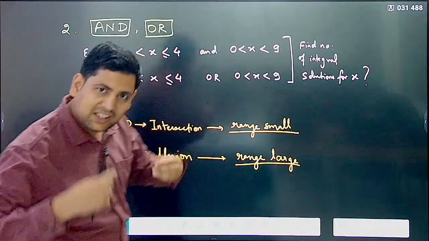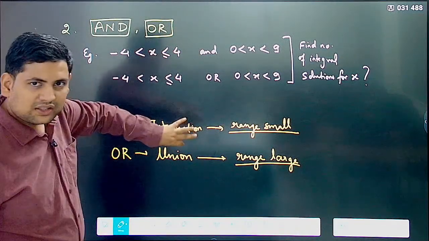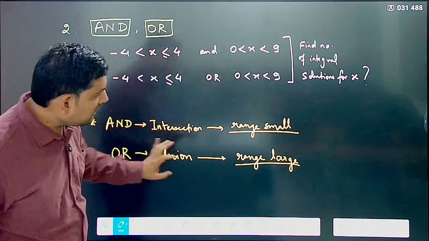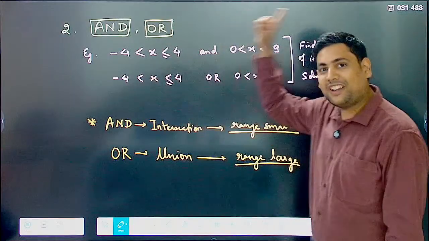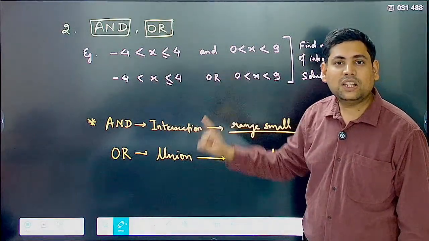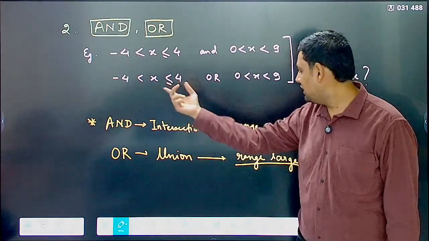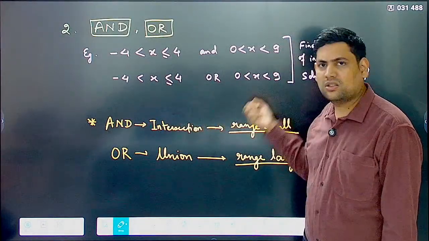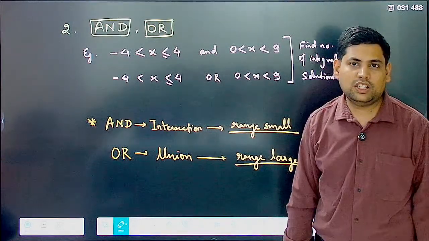So you can understand this intuitively, that if there is an actual intersection of two things, the range will be much smaller, because you are saying I want this also and I want this also. But in our case, what are you looking for? You're looking for the union. That is, if you have this or this, both of these work for me. That is why the range will be much larger here.